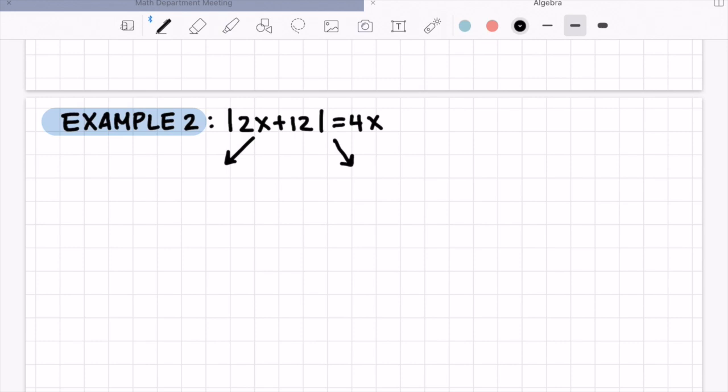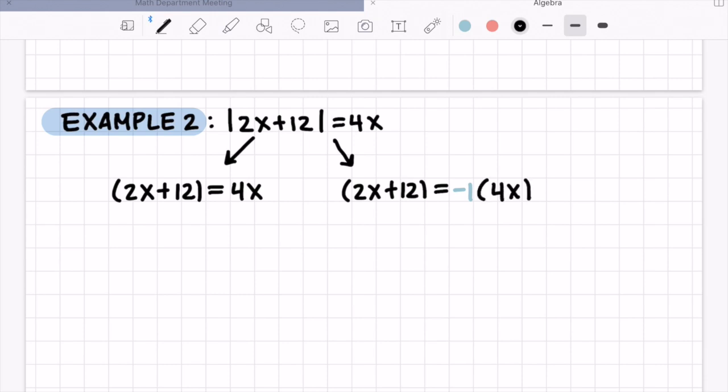So my first equation, just like before, I'm going to change my absolute values to parentheses, and I get 2x plus 12, and that equals positive 4x. On the other side, I get the parentheses 2x plus 12, and then that's where it gets a little different, where we multiply our 4x by negative 1.